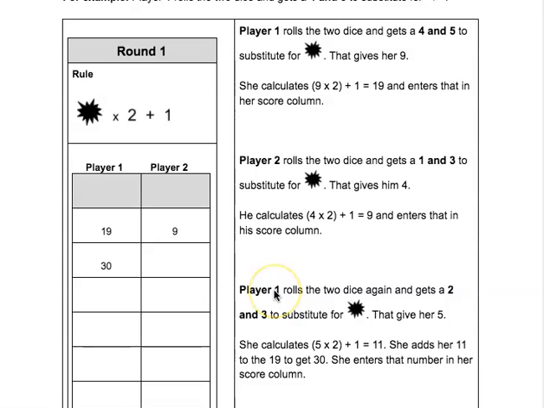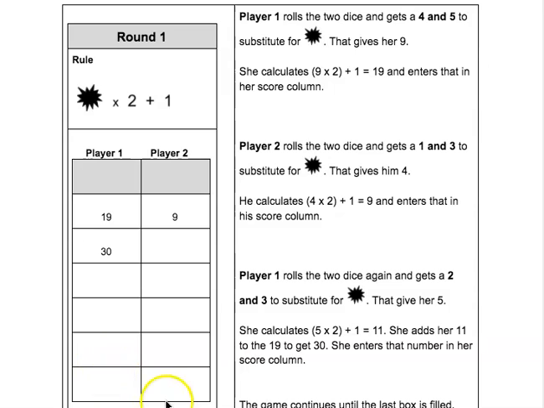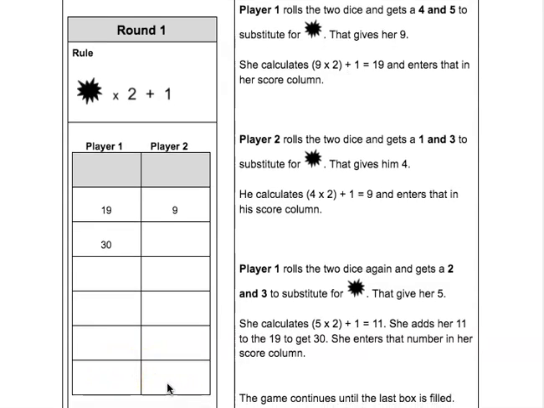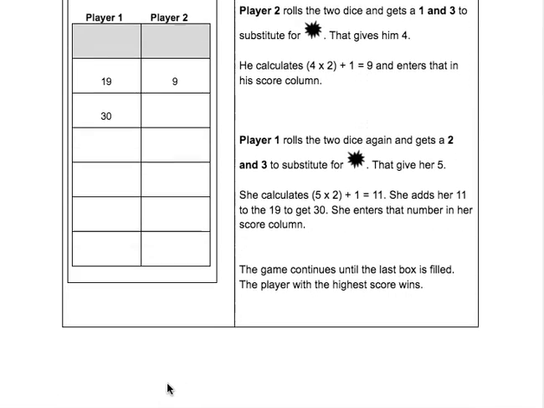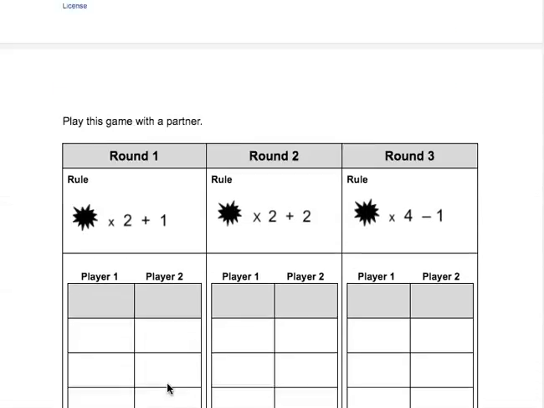So let's say Player 1 rolls a 2 and a 3 for a 5. So 5 times 2 is 10, plus 1 is 11. You add 11 to your previous row to get 30. So 11 plus 19 is 30. And then Player 2 would do the same thing. And you would continue doing that until you get to your final row, and you'll see who has the highest score. You're going to do this for 3 different rounds.